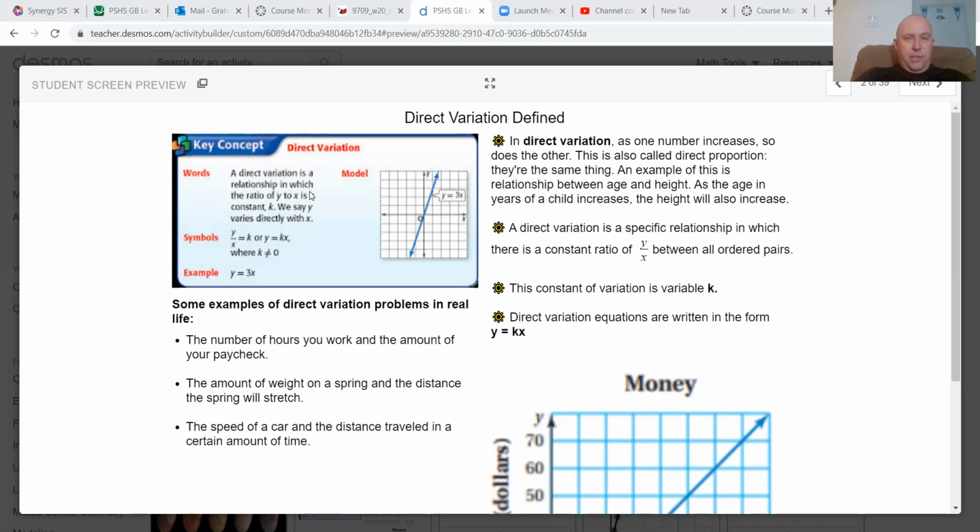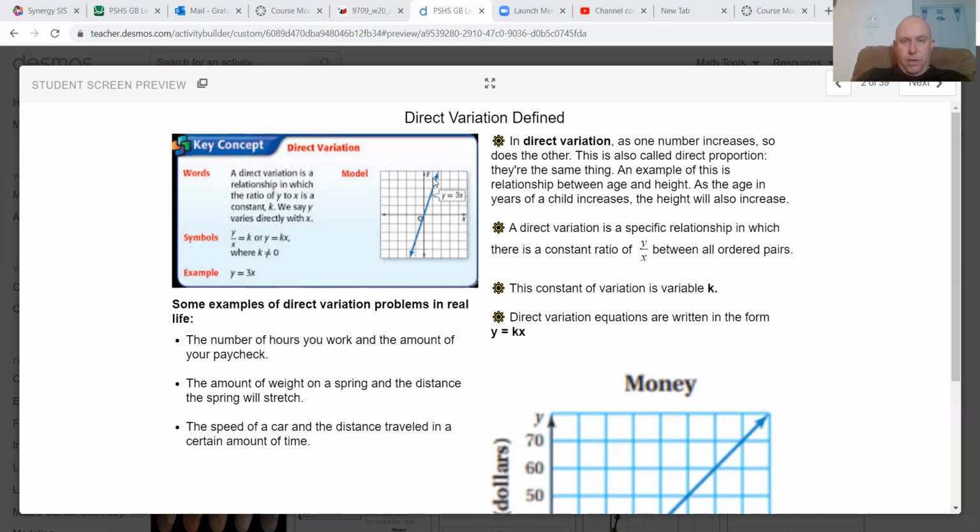A direct variation is a relationship in which the ratio of y to x is a constant k. We say y varies directly with x. What that means is specifically, you take each x value, you multiply it by a specific number, and it will always give you the y value. For example, y equals 3x. That means whatever the x value is, if you multiply it by 3, that will always tell you the y value.